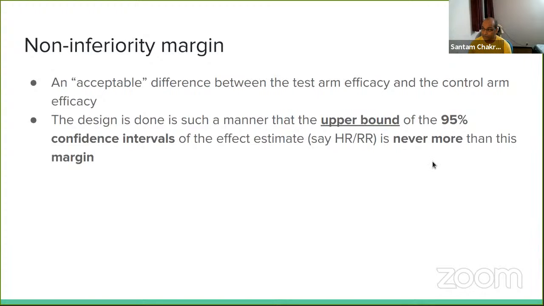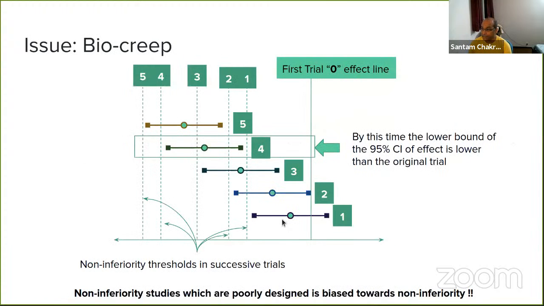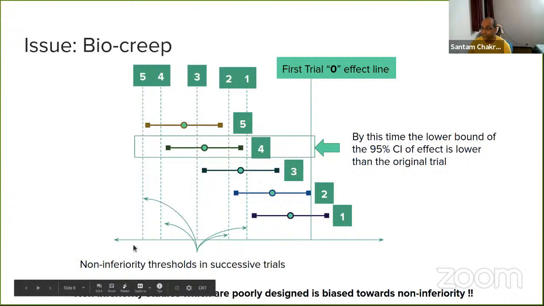What does this mean? Going back to the previous image, this is the effect estimate, say the hazard ratio. This is the lower bound of the 95% confidence interval, and this is the upper bound. Why do we call this the upper bound? Because this is the zero effect. On the left side, typically the hazard ratio increases because this side shows that the control is better. On this side, the hazard ratio is actually lower. So this is why this is called the upper bound.